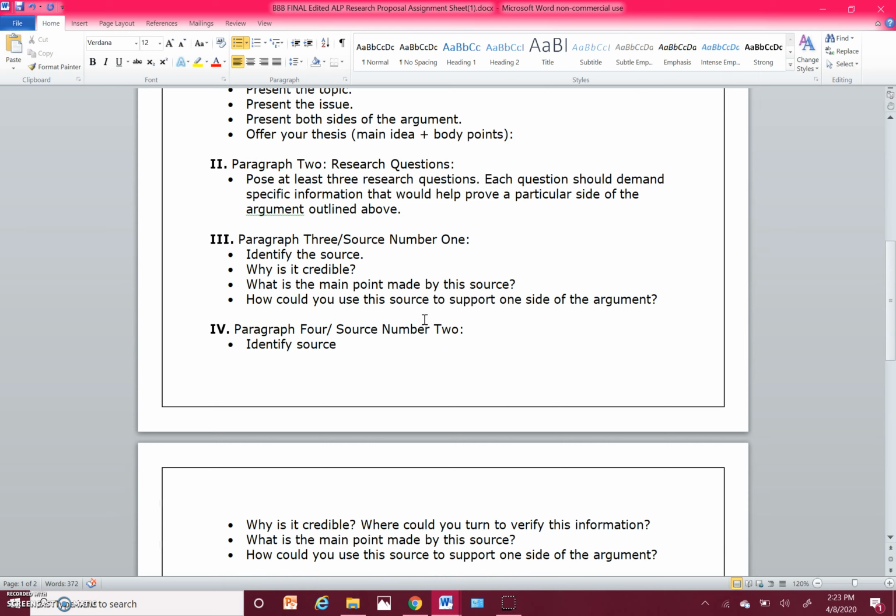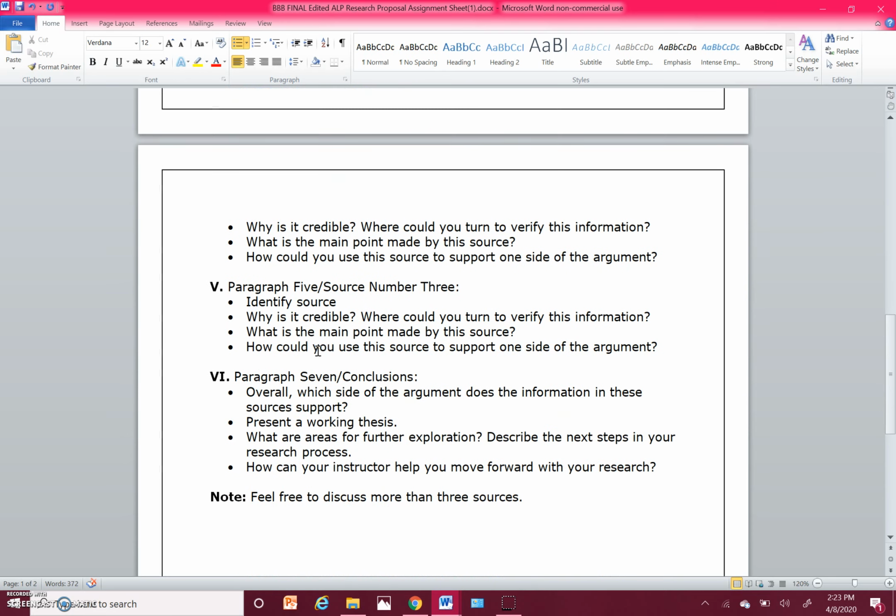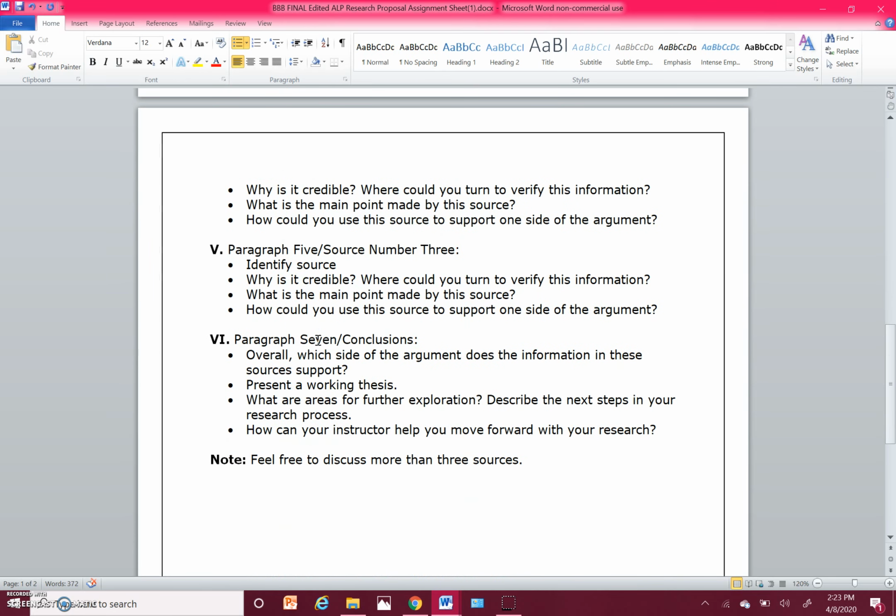Paragraph 3, source number 1. So each of the following paragraphs is going to be an evaluation of the individual source. Identify the source. Why is it credible? What is the main point made by the source? How could you use the source to support one side of the argument? So you're doing that for each of the sources. You should have at least 3 in this proposal.